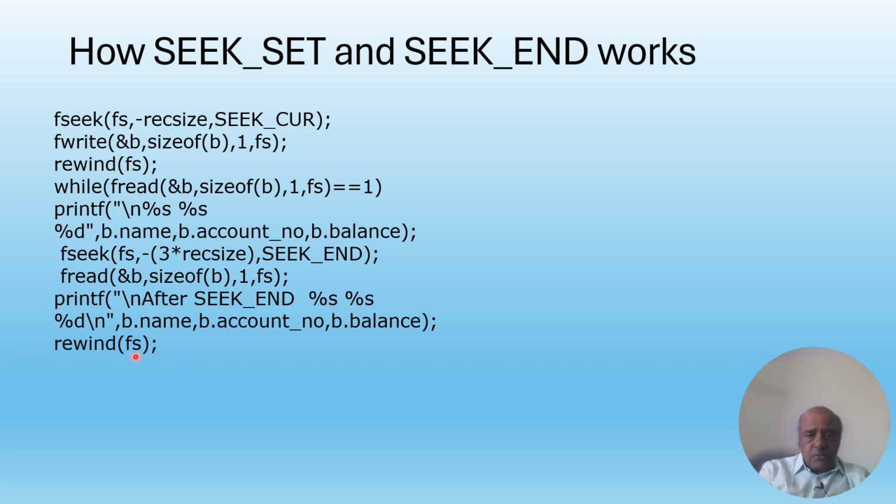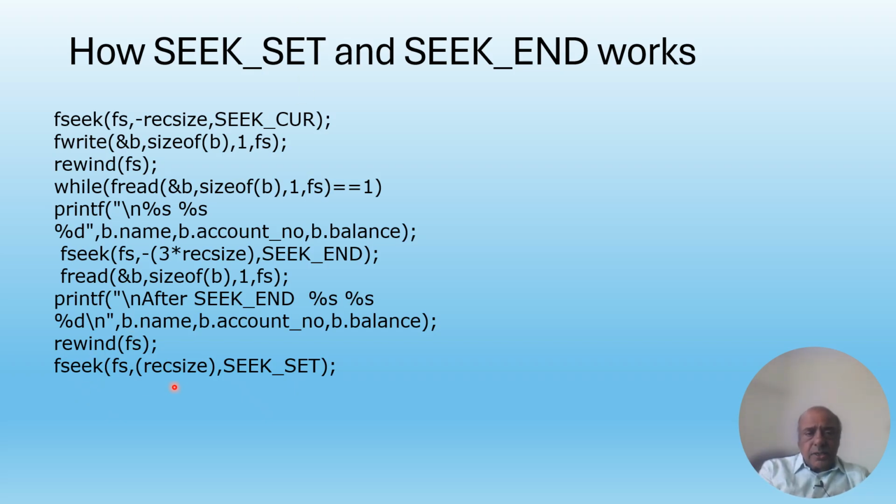Then we again go for the rewind function. So it again takes the pointer back to the beginning of the file. Then the pointer is pointing at the 0th position, which in our file is a record named AAA.